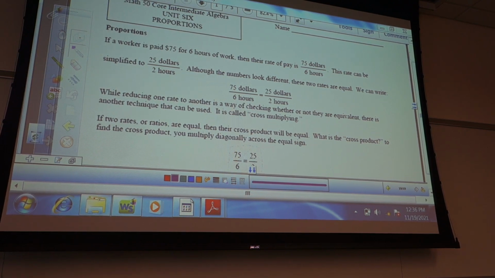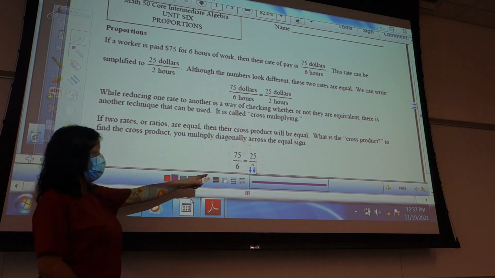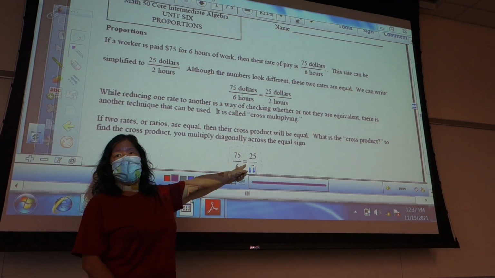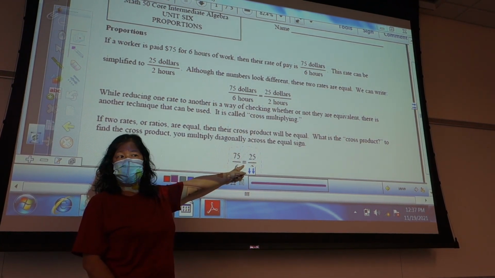While reducing one rate is one way of checking whether or not they are equivalent, there is another technique that can be used called cross-multiplying. If two rates or ratios are equal, then their cross products will be equal. What is the cross product? To find the cross product, you multiply diagonally across the equal sign. Right, it has to have an equal sign. No equal sign, no bueno, you can't do it.